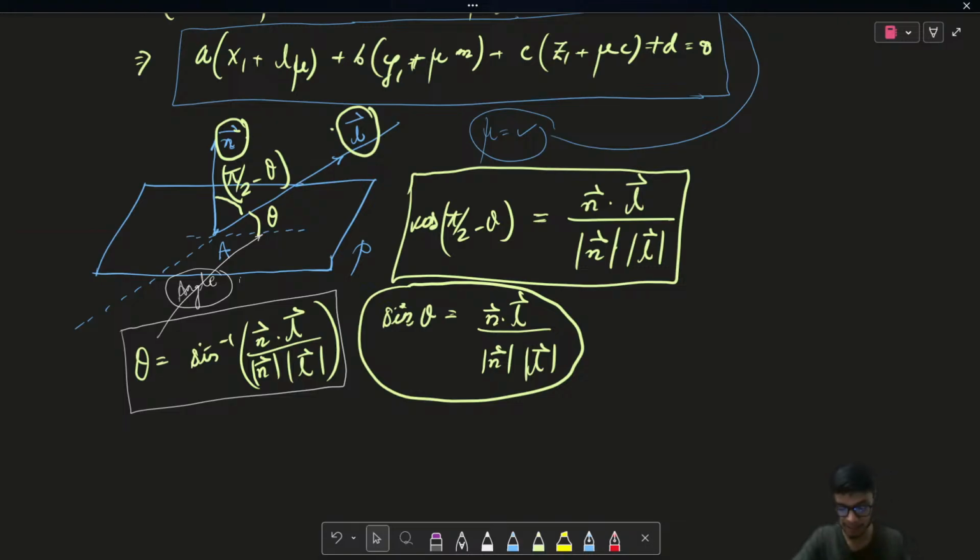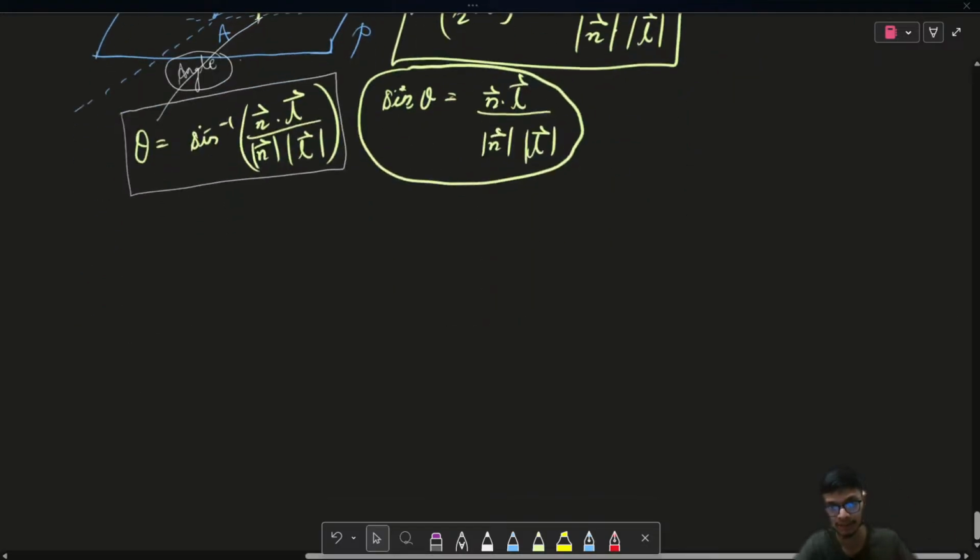Anyways, so I hope I was able to clear the concepts of this particular lecture that was on the lines and the planes, right? So in the next class, we're going to discuss the remaining portion, about finding the projection of a line onto a plane.